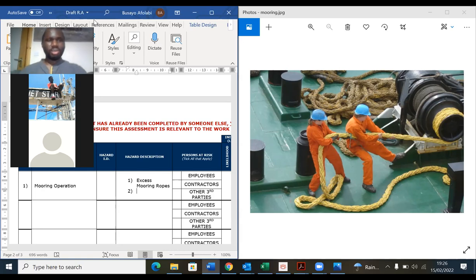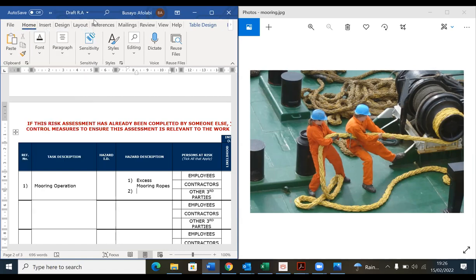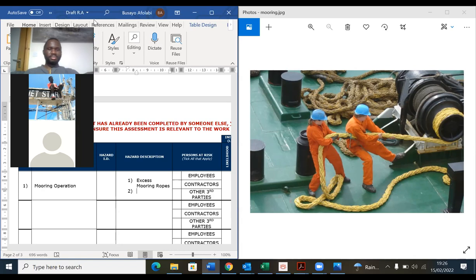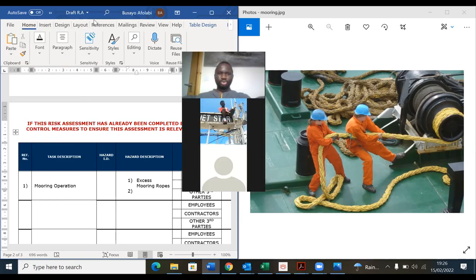Are you sure? What's a hazard? A hazard should be anything that poses danger to the safety of the ship and the crew. Hazard is what? Anything that poses danger. Yes, that poses danger. So what you're trying to tell me, you're getting the point right, but you need to understand what you're saying. Hazard is anything that can cause harm. That's the source of harm.